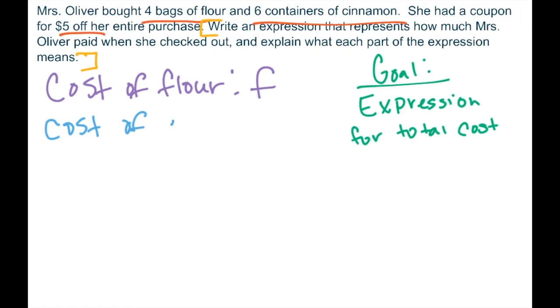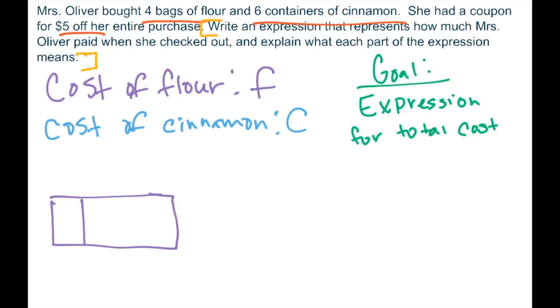And we're going to do the same thing for the cost of the cinnamon. We'll just call that C. Now, before, we had 4 groups to represent our flour, and our price went into each group. Well, this time I don't have a price, but I have a variable that I can put in there instead. And so I have 4 groups of F, and another way I can write that is 4F.